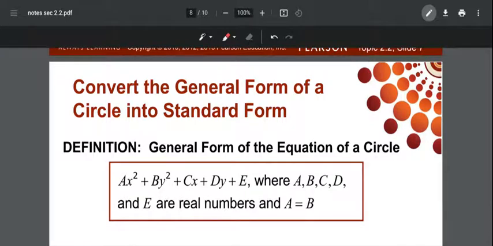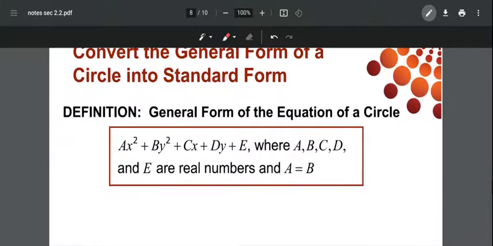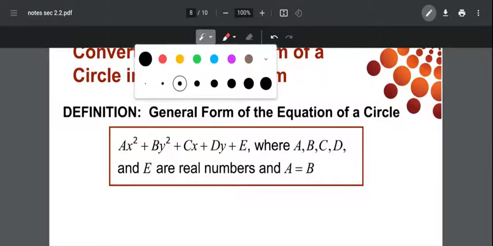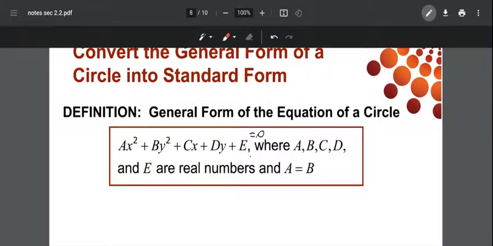of section 2.2, it's about converting the general form of the circle to standard form. So the general form of the circle is technically the equation which has all the coefficients on the left side and zero on the right side. So it's Ax squared plus By squared plus Cx plus Dy plus E equals zero. General form is not so popular for a circle because from general form, we can't really see what is the center of the circle and what is the radius. So usually if they give us the general form, we convert that general form into standard form.